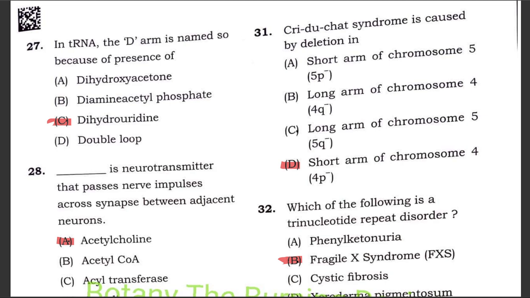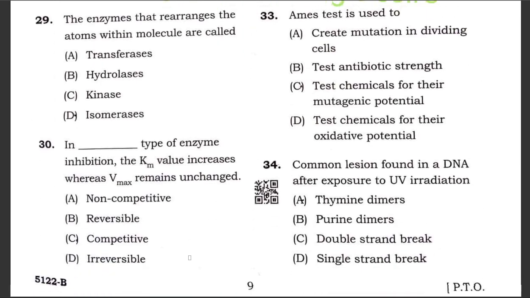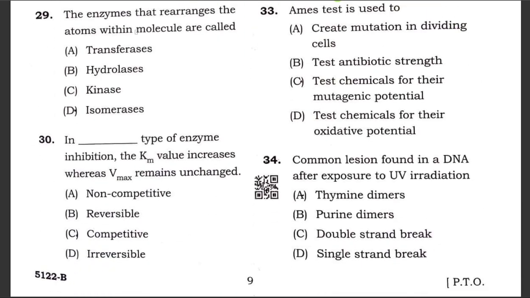Others are like myotonic dystrophy and neurodegenerative diseases like Huntington disease and spinocerebellar ataxia. These are all trinucleotide repeat disorders. Then the enzyme that rearranges the atoms within the molecule is known as isomerase. In this type of enzyme inhibition, the Km value increases whereas Vmax remains unchanged. This is competitive inhibition, of course, and Ames test is used for mutagenic potential. So C is the right answer.